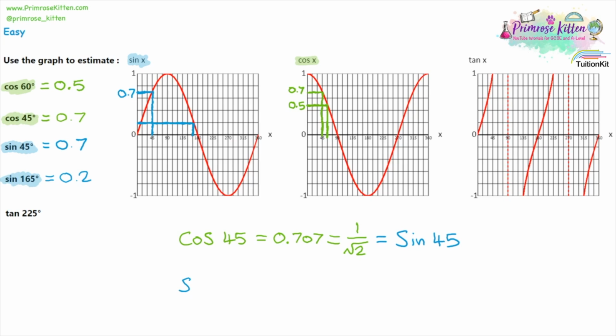So with sin 165, if I type that into a calculator, I'm actually going to get 0.259 to 3 decimal places. Now, that means that this time my estimate isn't very good. I'm a little bit too far away. So how has this happened?